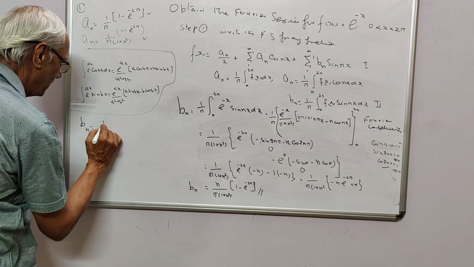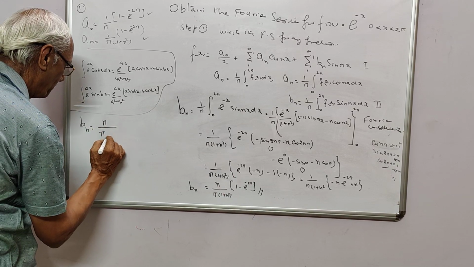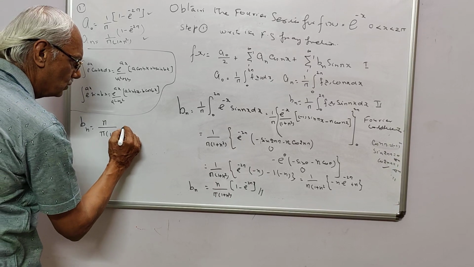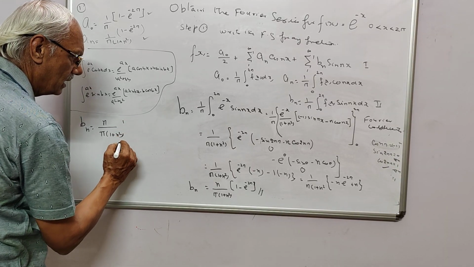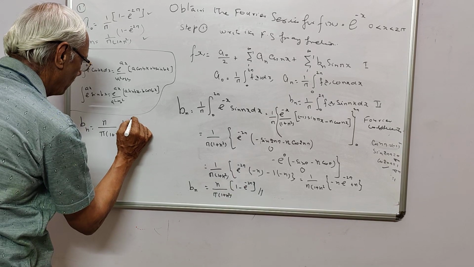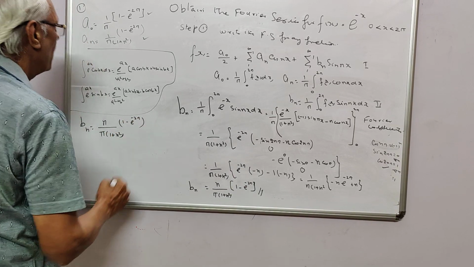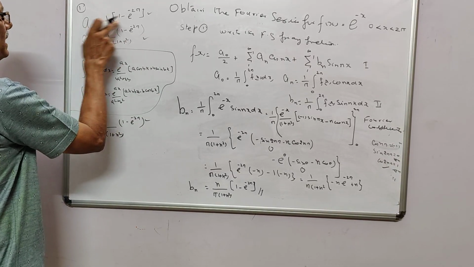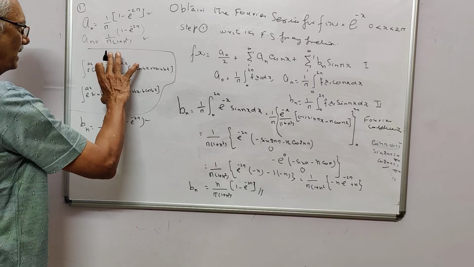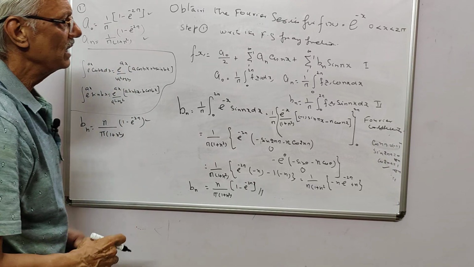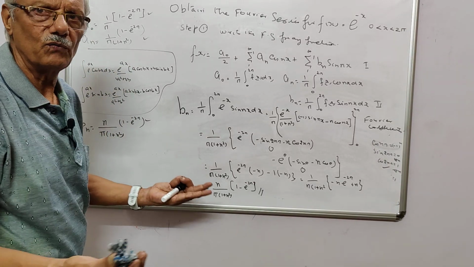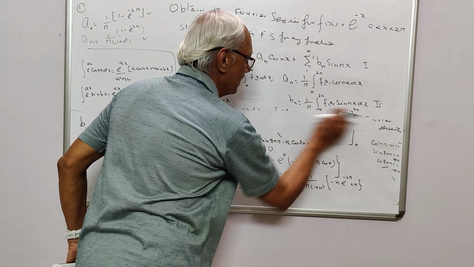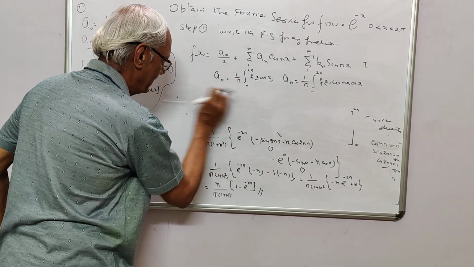Bn is equal to n divided by pi into 1 plus n squared into 1 minus e to the power of minus 2 pi. So I am able to get the Fourier coefficients a0, an and bn, and this formula is very, very important. Now let me give you the Fourier series. Now let us write the Fourier series.